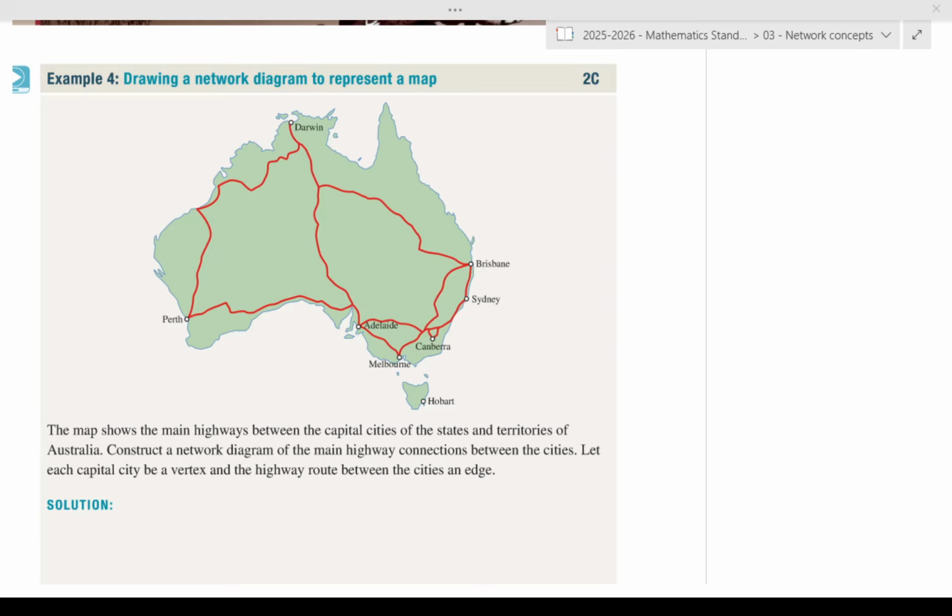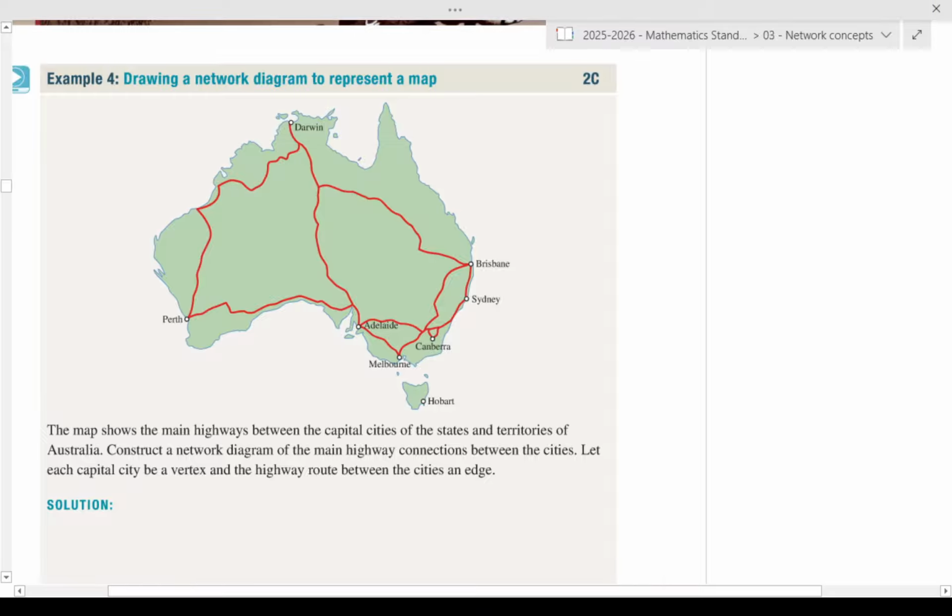All right, we are now looking at drawing a network diagram to represent a map. Now, there is no hard and fast rule about it having to be in exactly the same positions, but I always find that if you keep it in the same relative spots, then you have fewer crossovers than you might otherwise. So it tends to be easier. However, with something like this, you're obviously going to get a fair few crossovers.